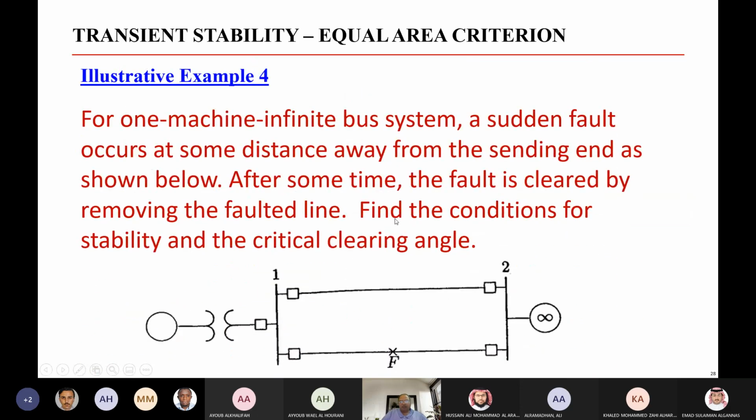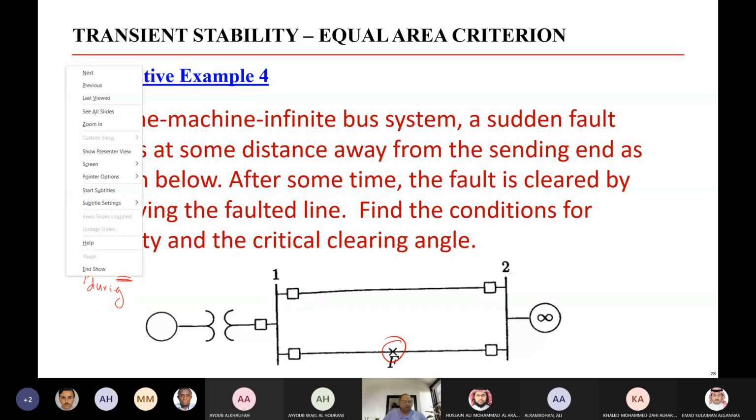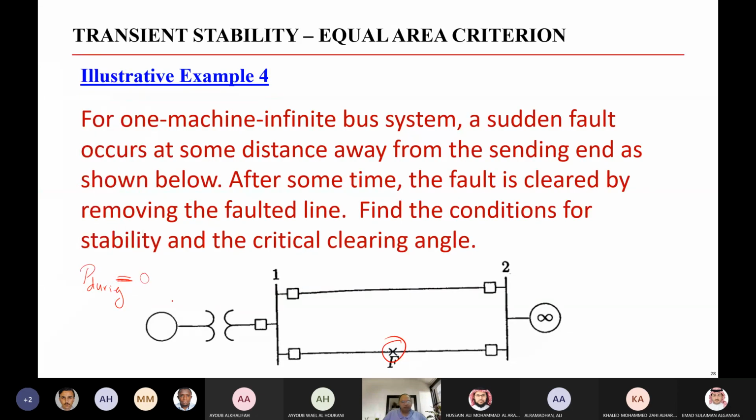Okay, for one machine infinite bus, let us take another example. A fault occurs at the midpoint of the line. In this case, during the fault, do we have power, equal or not equal to 0? If the fault occurs here, Hussein, Ali? It's more than 0. There will be a little power transfer.